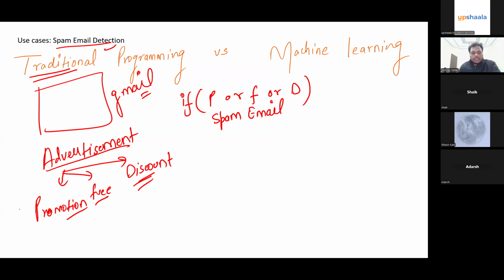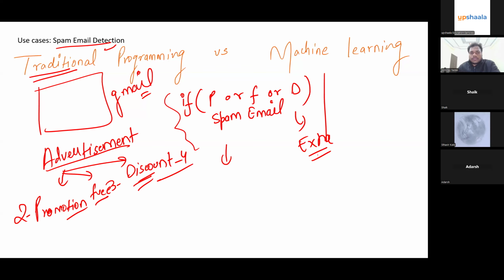Suppose this is two times occurring, this is three times occurring, this is four times occurring. In this way you can basically classify whether this is spam or not. Suppose the person who was sending the email gets to know that you are using this kind of algorithm, and he basically uses some other word, named extra. Then your algorithm will fail and will not put your email into the spam category.